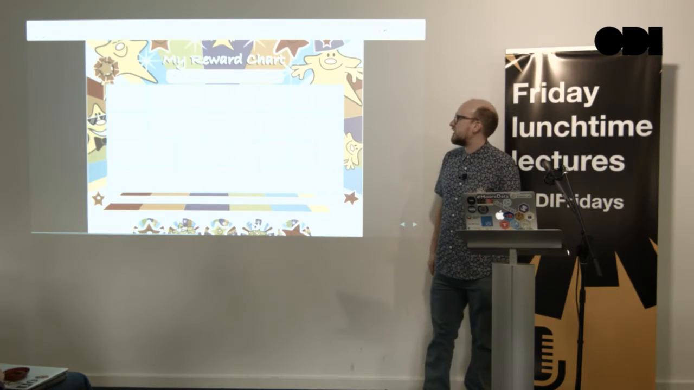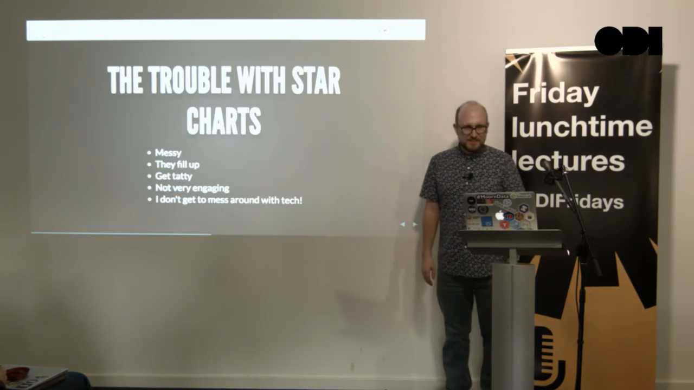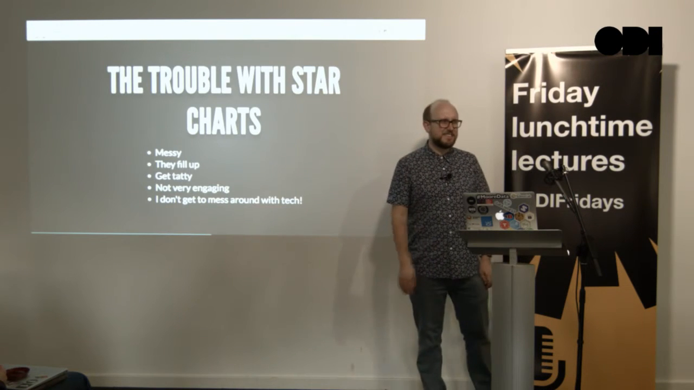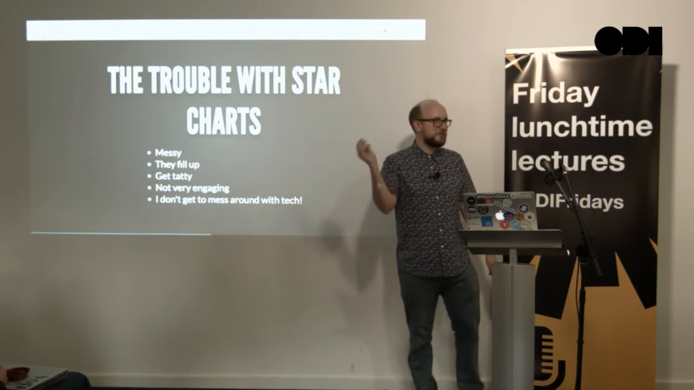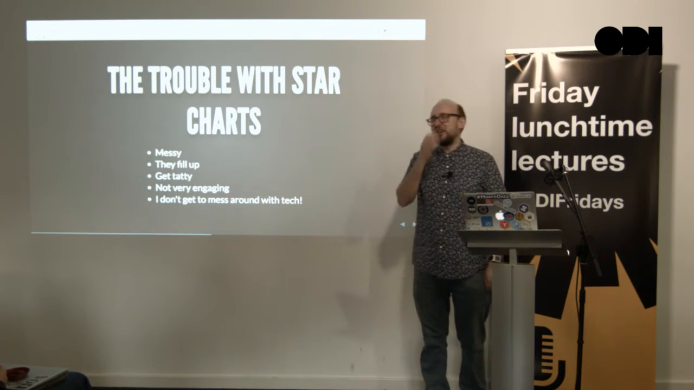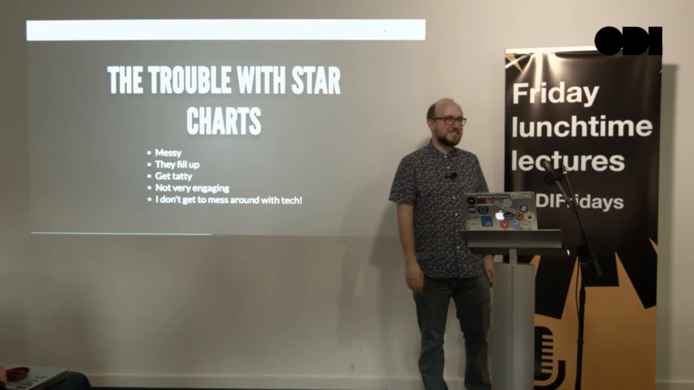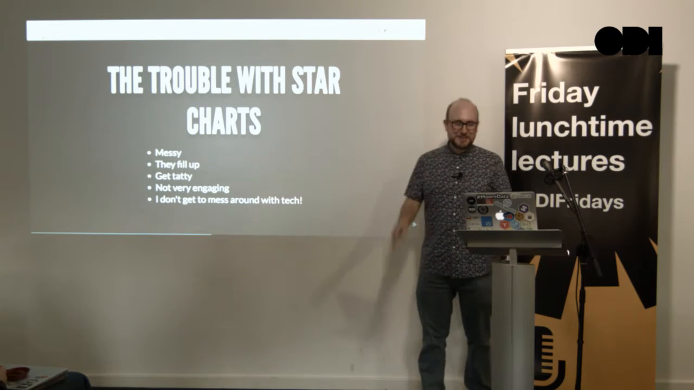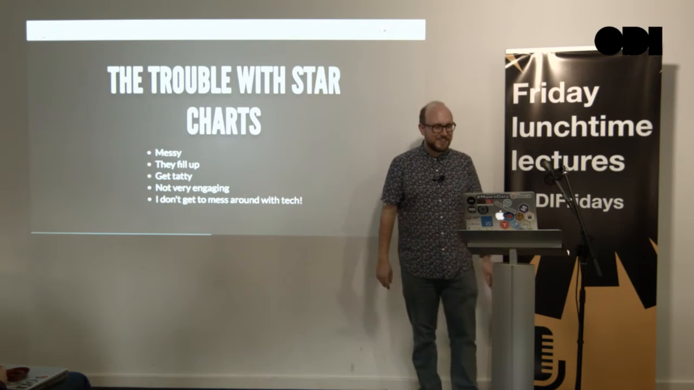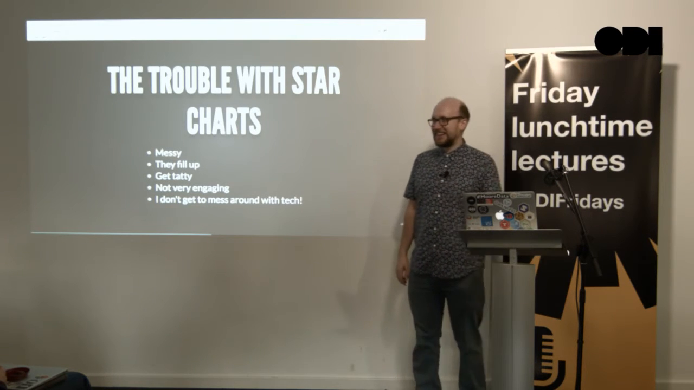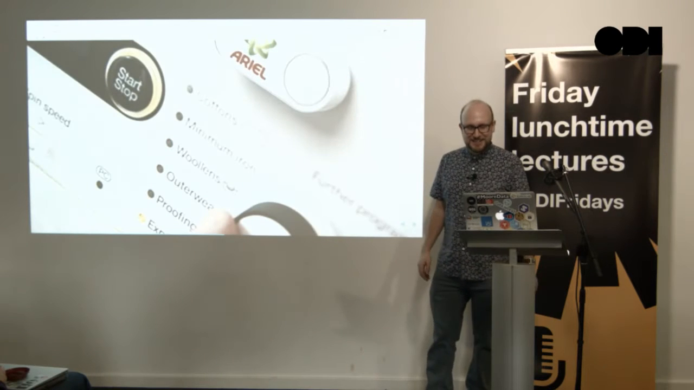The problem with star charts is they are messy, and you have to Blu-Tack them to the wall. They fill up, you have to get a new one, and I've got 2 kids, and it's just an extra thing to think about. And to be honest, I don't deal too well with meat space. I'm much happier messing around with tech. So this gave me a great excuse to use an Amazon Dash button.